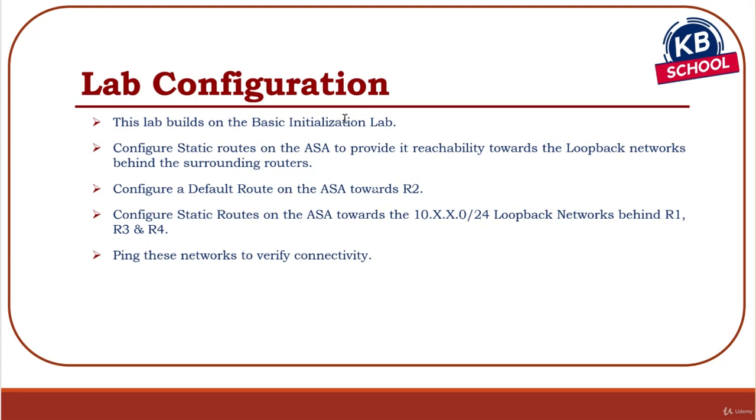This lab builds on the basic initialization lab. That's what I was showing you right now. Configure static routes on the ASA to provide it reachability towards the loopback networks behind the surrounding routers. Configure default gateway or default route on the ASA towards R2. Configure static routes on the ASA towards the 10.x networks behind R1, R3, and R4. Ping these networks to verify the reachability.